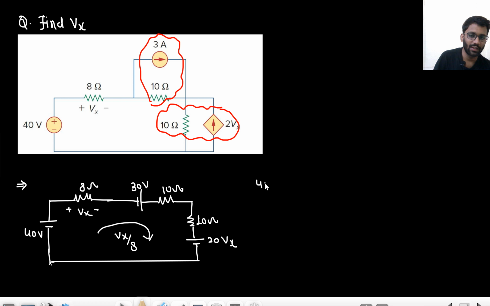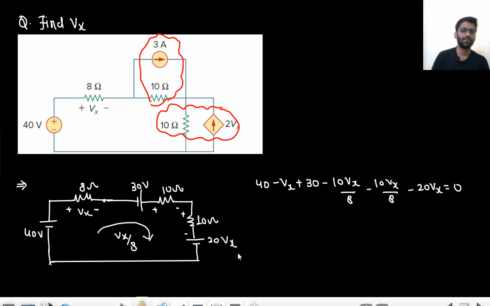Okay. So 40, then minus Vx, then plus 30, then the drop will be in this direction, plus minus, plus minus. So minus 10 into Vx by 8, minus 10 into Vx by 8, minus 20 Vx is equal to 0. That's it, right? So what will be the solution?